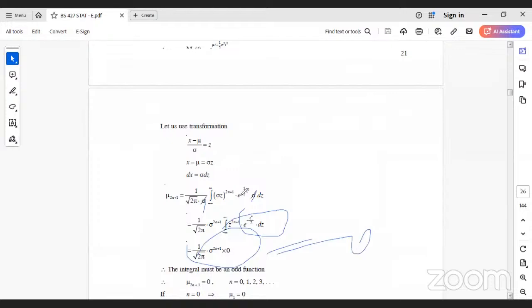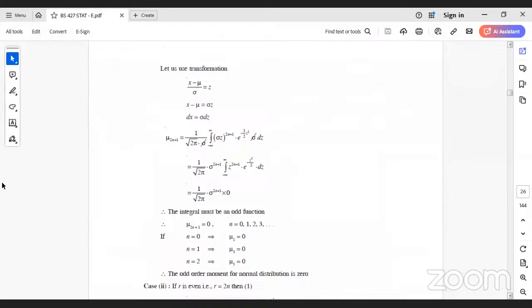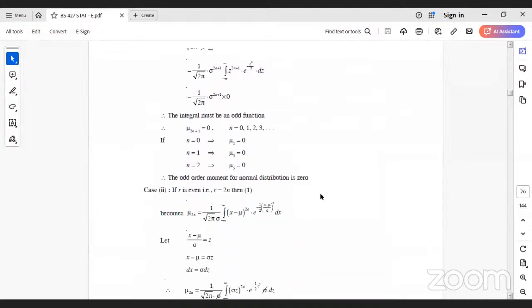Therefore, the integrand must be an odd function, so mu 2n plus 1 is equal to 0 for n equal to 0, 1, 2, 3. For n equal to 0, mu 1 is equal to 0; for n equal to 1, mu 3 is equal to 0; for n equal to 2, mu 5 is equal to 0. So all odd central moments of the normal distribution are 0. Now we take the even case, r equal to 2n.